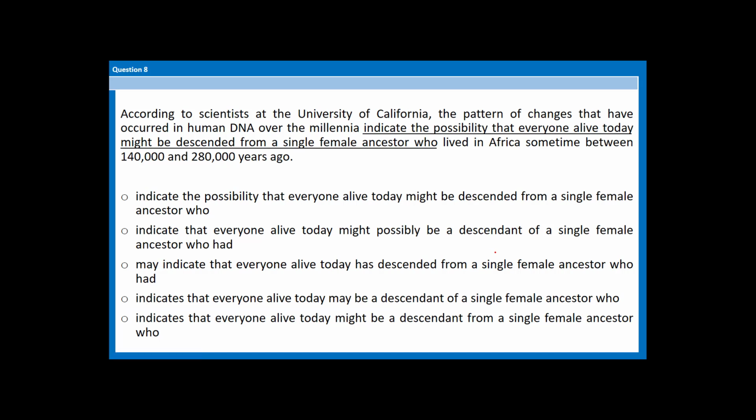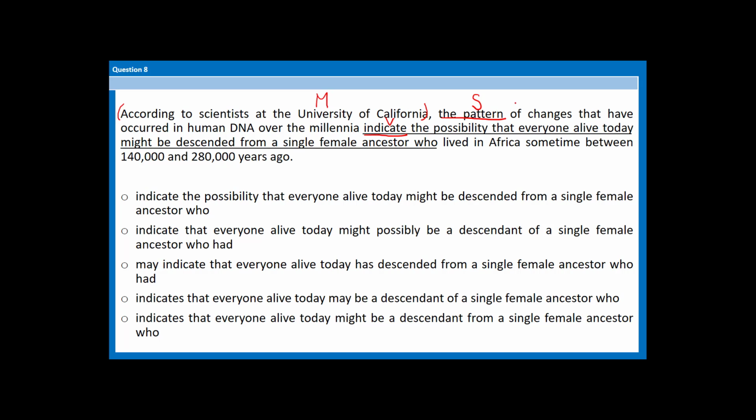Question number 8. Again, focus on the subject and the verb. Okay? Identify modifiers and be very careful with subordinated subjects and verbs. Here, you're starting with a modifier. According to scientists at the University of California, what happened? The pattern of changes that have occurred in human DNA over the millennia indicate. That's the main verb. The pattern indicate.